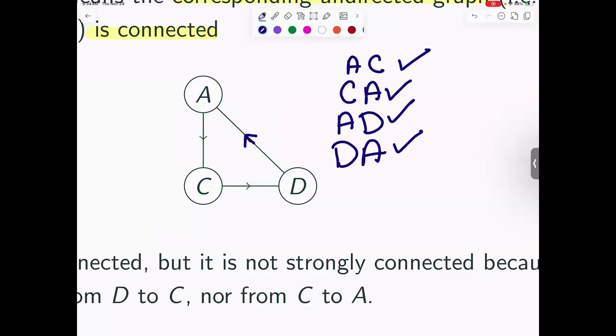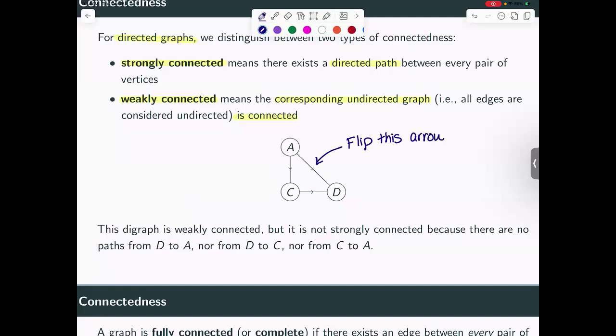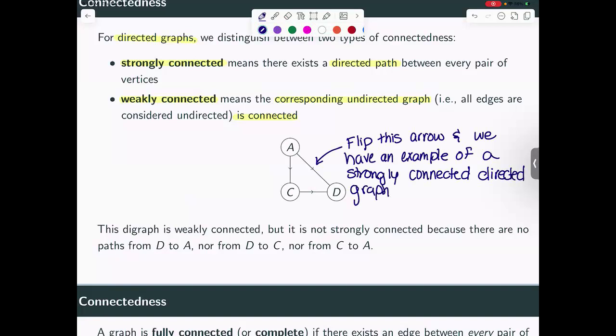So it's not that directed graphs can't be strongly connected. It just depends on the situation, right? We can see now how the situation matters. C to D is fine. If we go from D through A, we can get back to C. Those are fine. So with this arrow flipped, I'd better write this for those of you who are trying to take notes. Flip this arrow, and we have an example of a strongly connected, directed graph. There we go.